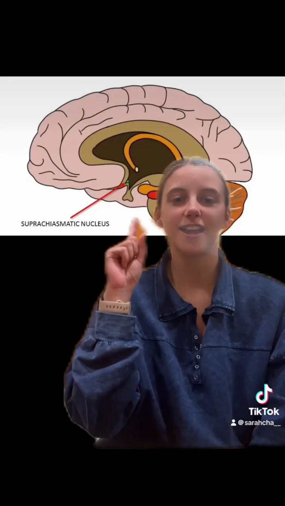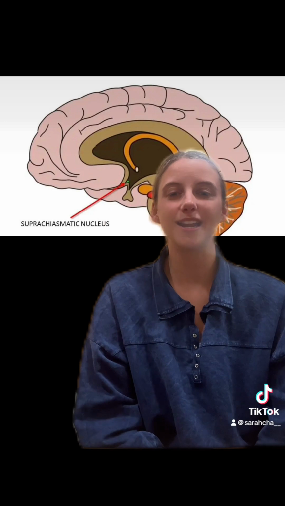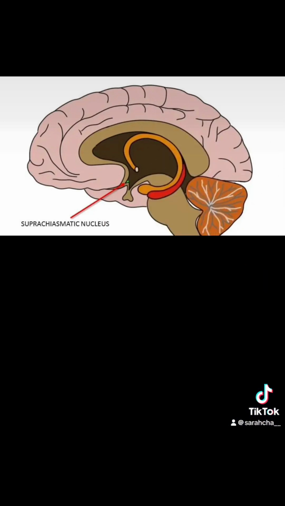We have now entered my brain, specifically the SCN, or the suprachiasmatic nucleus. The SCN is a part of the hypothalamus above the optic chiasm. It tells us when we should be tired and when we shouldn't. It is the main driver of rhythms for sleep.